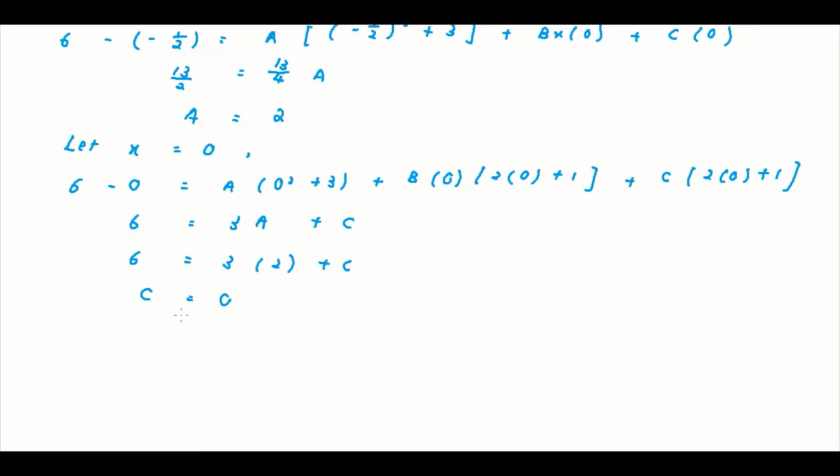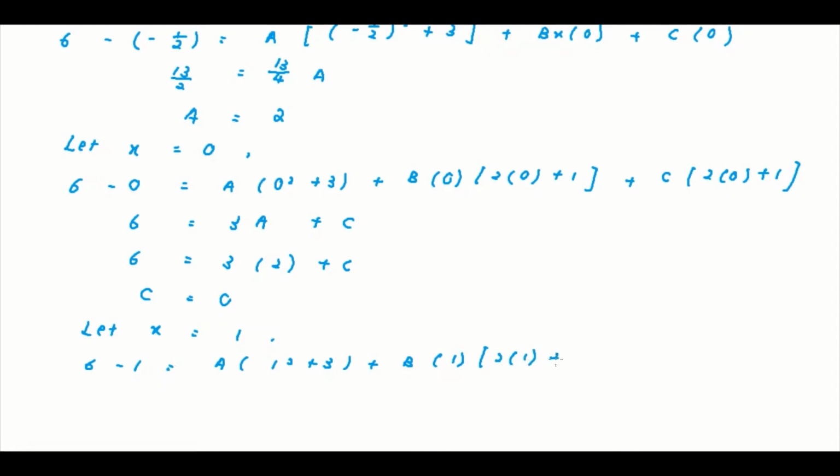Since I have a and c, now I can substitute any number for x so that I can get the other. Normally we sub in a number that is very easy to calculate. Maybe we had negative 1/2, so let's do 1. So 6 minus 1 equals 2 times 1 squared plus 3, plus b times 1, then 2x plus 1, plus c. Sorry, the x here should be 1, right?